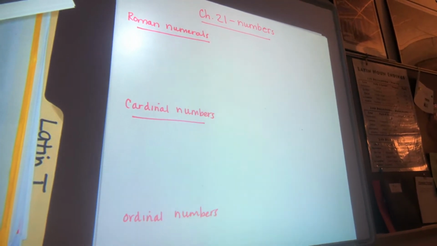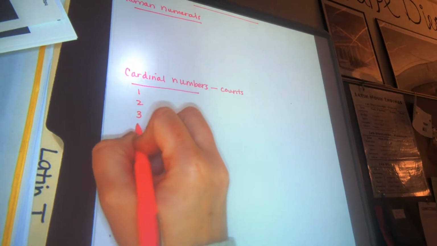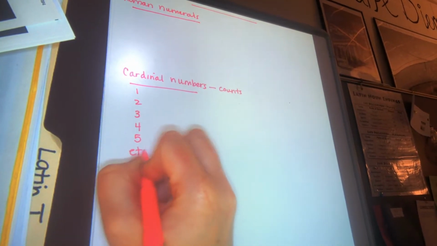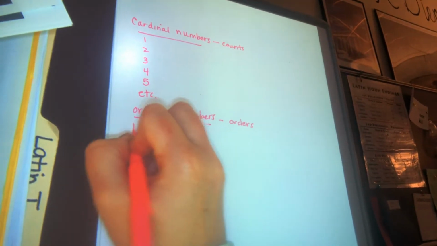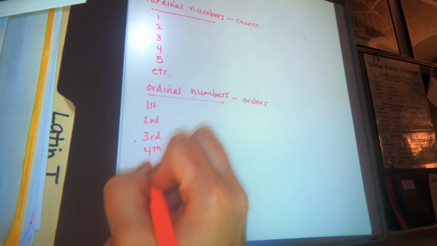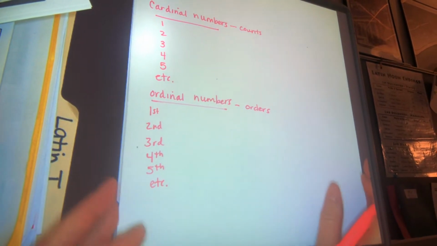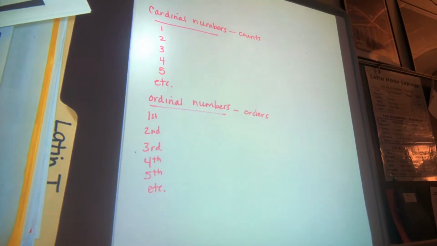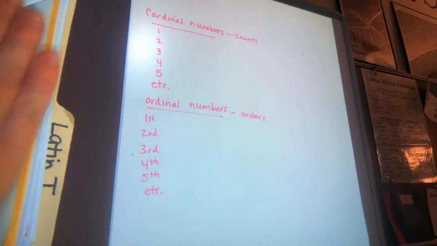Do you know the difference between cardinal and ordinal? Cardinal counts: 1, 2, 3, 4, 5, etc. Ordinal orders: first, second, third, fourth, fifth, etc. So let's start there, and then we'll finish with the Roman numerals.